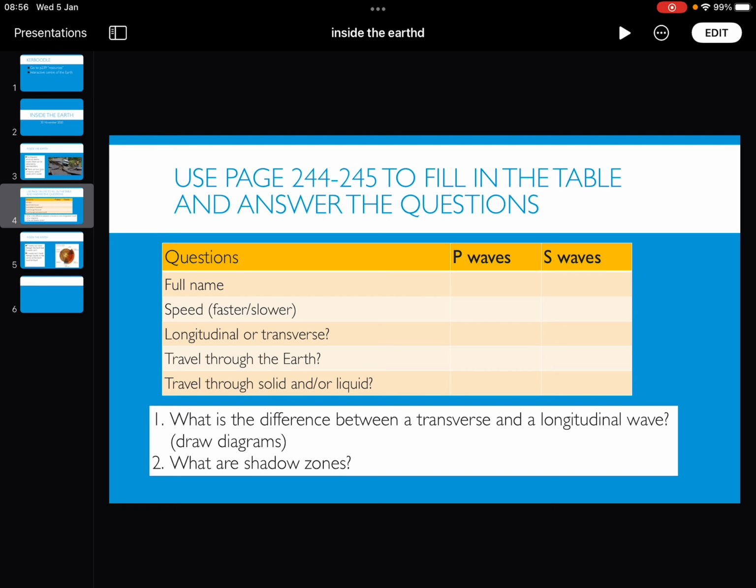Now let's do S waves. S waves are secondary waves because they arrive second. We do try and be fairly logical in physics. And as a result, their speed is slower.